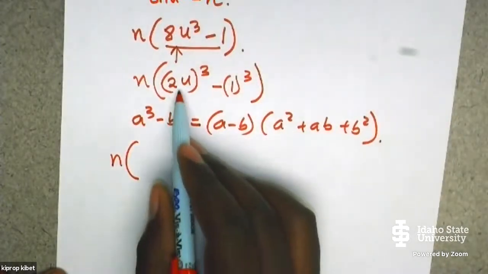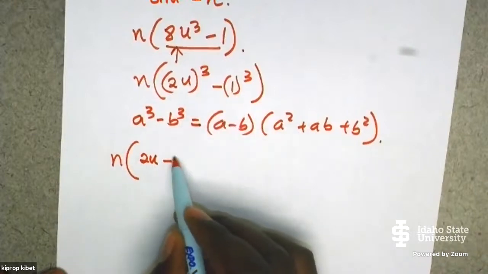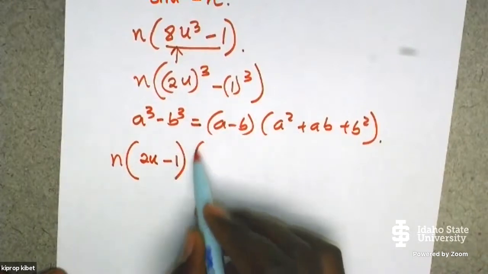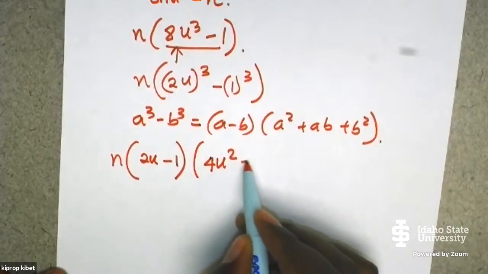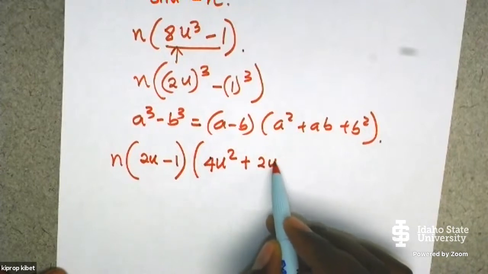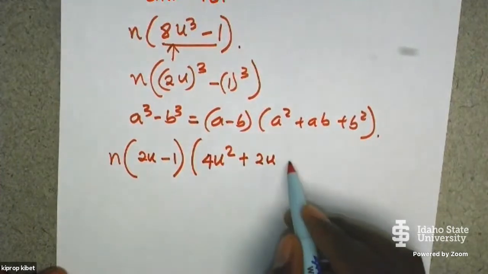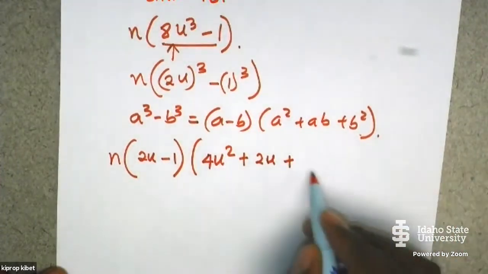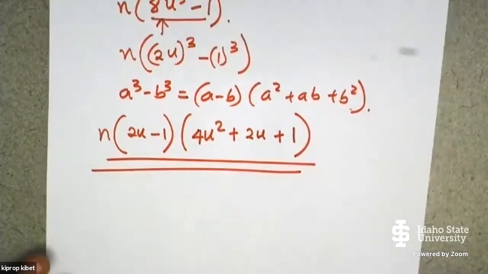So our u is still outside. Our a is 2u. Our b is minus 1. Our a square is (2u) square, which will be what? 4u square, plus our ab is 2u times 1, and then plus our b square, which is 1.